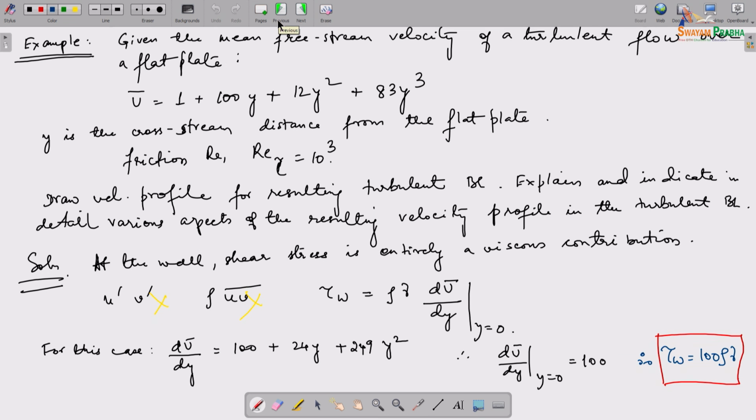So we'll draw the velocity profile, the resulting turbulent boundary layer, and explain and indicate in detail various aspects of the resulting velocity profile in the turbulent boundary layer. So I will stop here, and we'll take this up and complete this in the next class. Okay. Thank you.